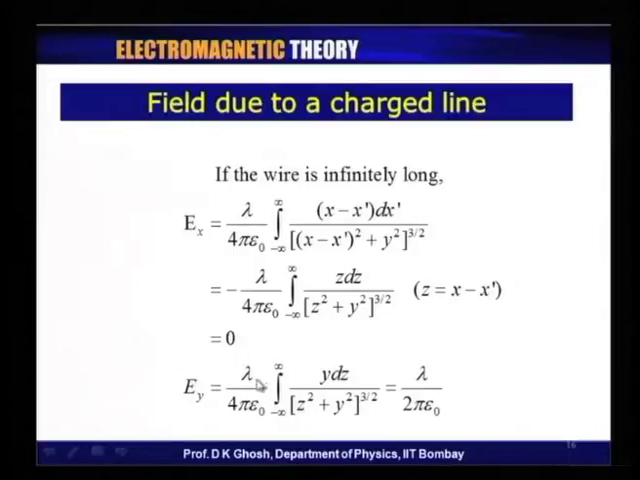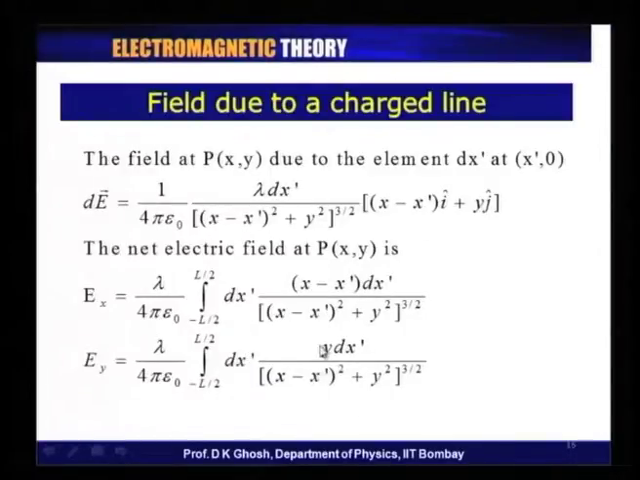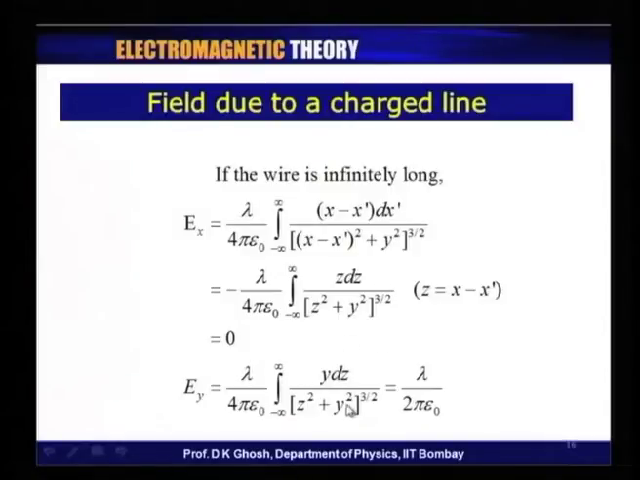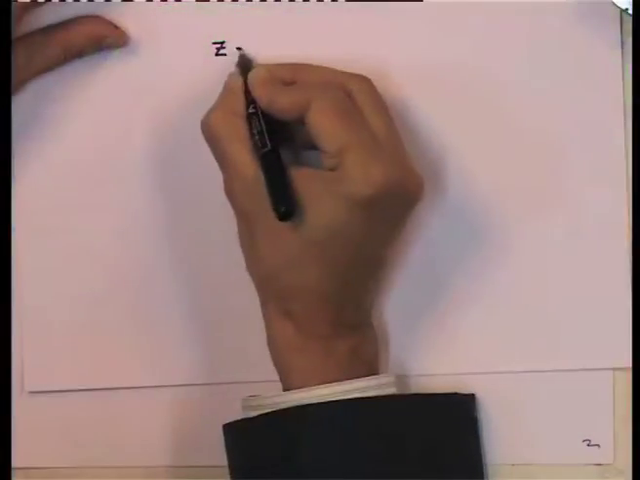The y component, however, does not vanish. Remember that the y component was given by this. If you have the same substitution, x minus x prime equal to z, you get y dz over (z square plus y square) to the power 3 by 2. This integral you can do very easily, by substituting z is equal to y tan theta.